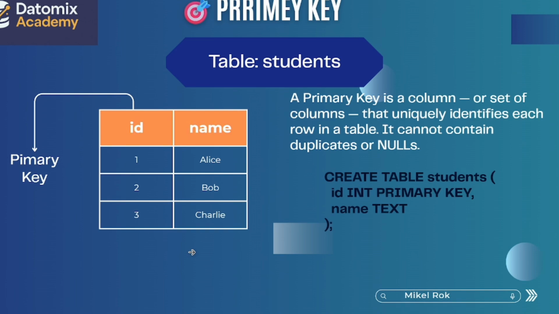And in SQL, you can define it like this. When you are creating the table, you need to provide the primary key keyword as an option here. It tells the database this column makes every row in this table unique.